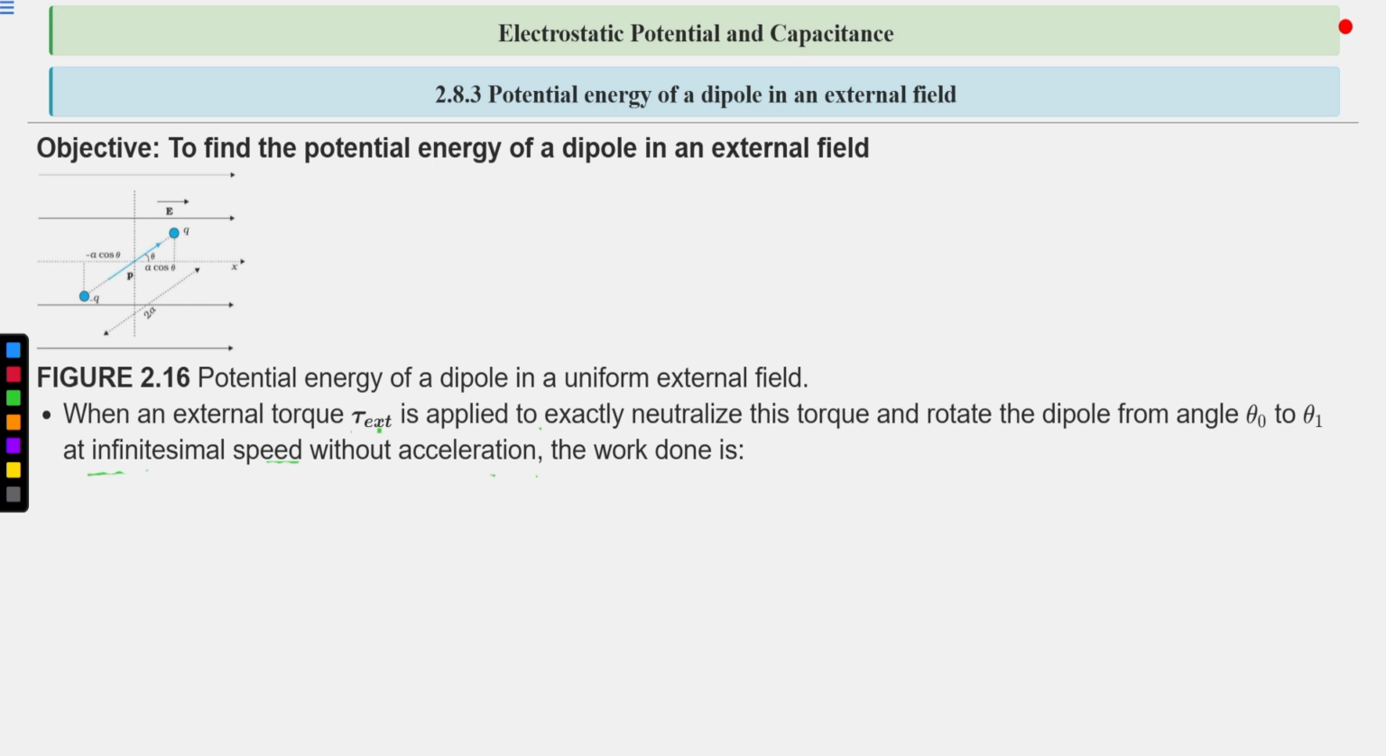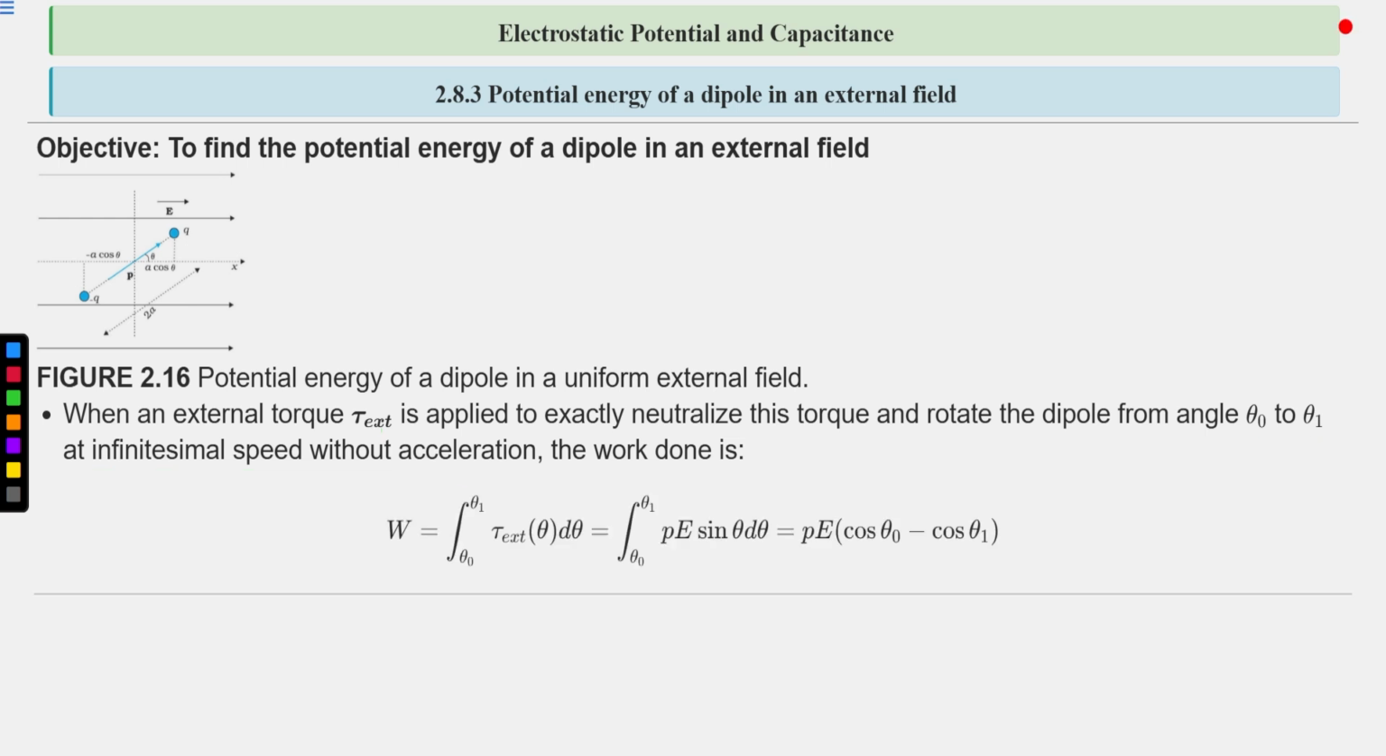Now we are considering rotating the dipole from theta naught to theta 1 without acceleration at very slow speed, so that there will not be any rotational kinetic energy. We only want the total work done to be equal to the change in potential energy only. We don't want rotational kinetic energy here. So we will move this dipole with very slow speed without acceleration from angle theta naught to theta 1.